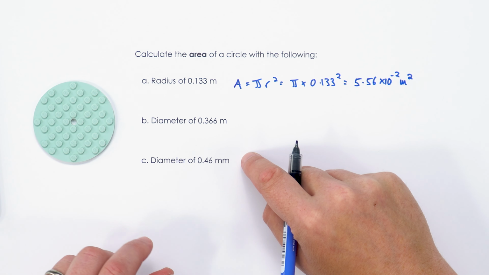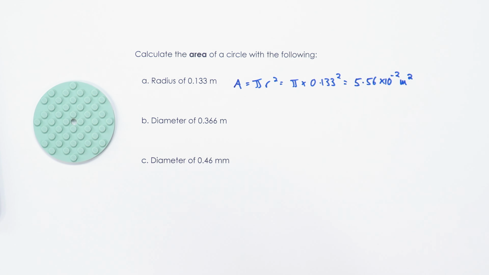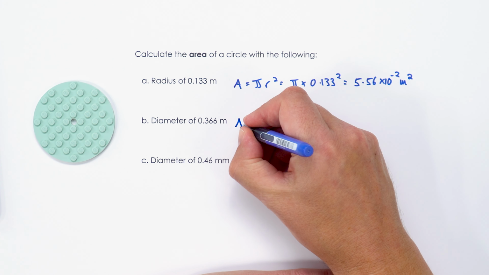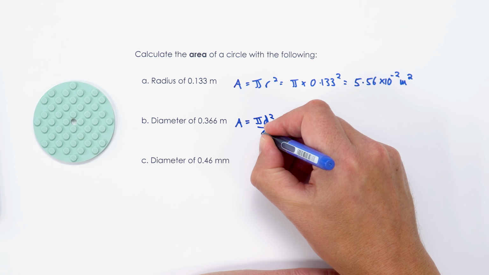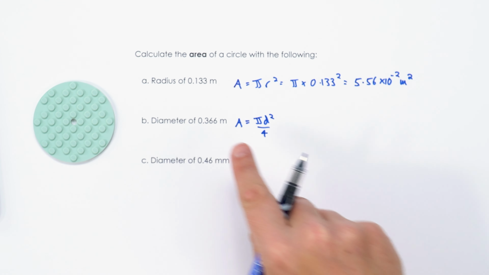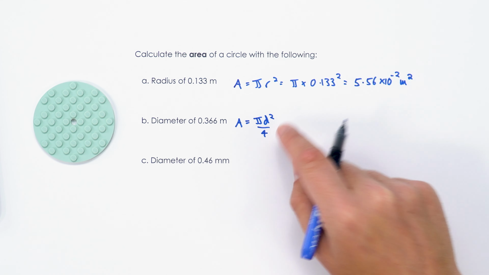Okay. For the second one, they give you the diameter rather than the radius, which is something that happens quite a lot in lots of A-level problems. And we can actually just use the equation that A is equal to pi d squared over 4. You could, of course, take this number, divide it by 2 and then use that, but this one here just kind of saves that step.